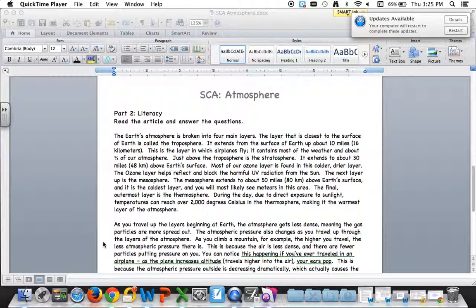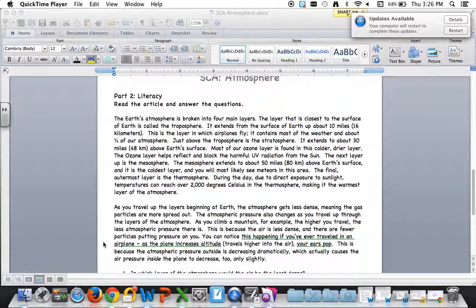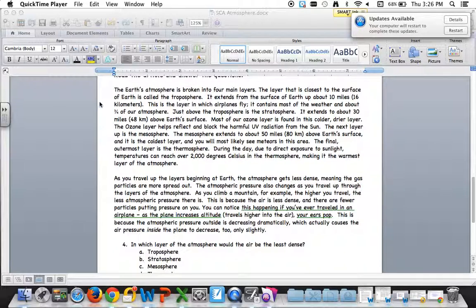SCA Atmosphere. Part 2, Literacy. Read the article and answer the questions. The Earth's atmosphere is broken into 4 main layers. The layer that is closest to the surface of Earth is called the troposphere. It extends from the surface of Earth up about 10 miles, 16 kilometers. This is a layer in which airplanes fly. It contains most of the weather and about 3/4 of our atmosphere.